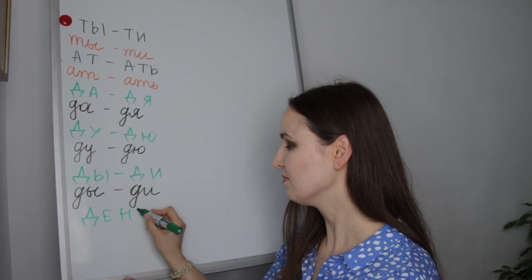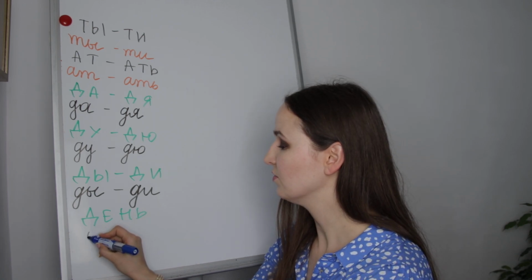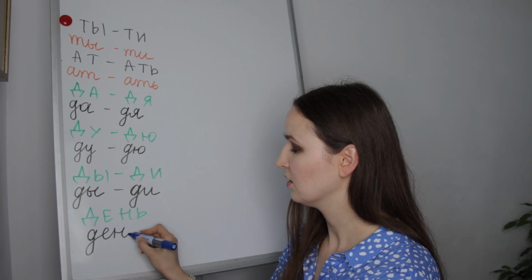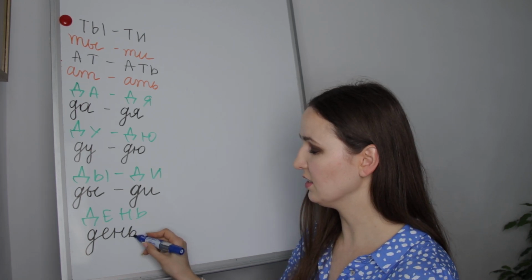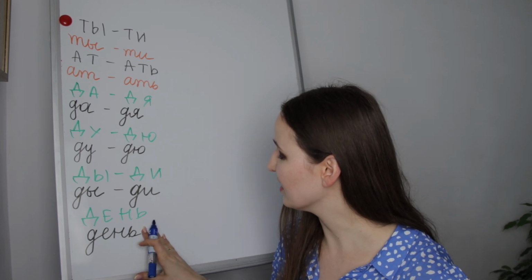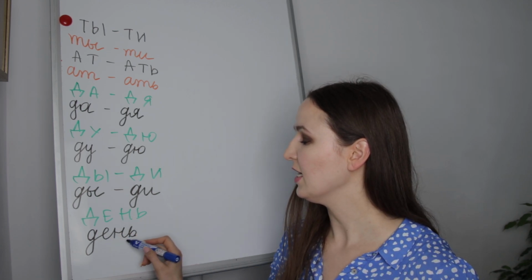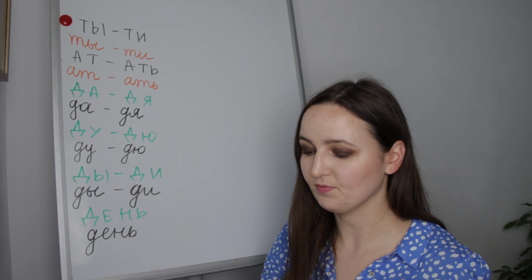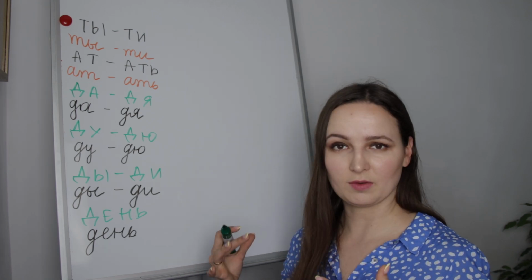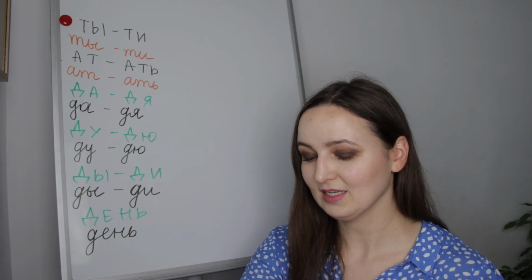День, день. Now let's write it cursive. День, and create a connection. This is already a word. I'm sorry for that. So день is a day. Next pair of syllables is тя, дя.